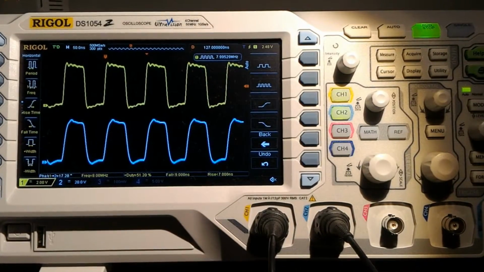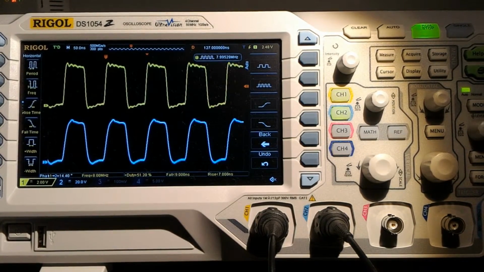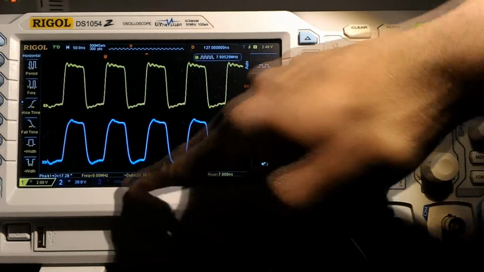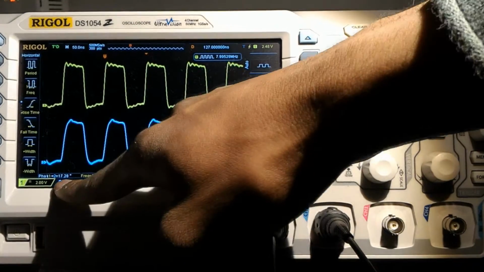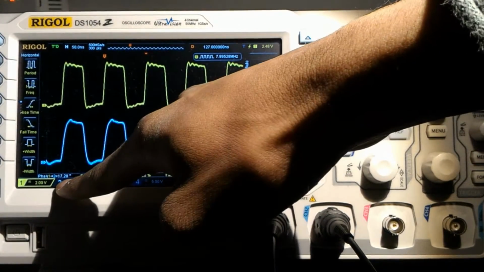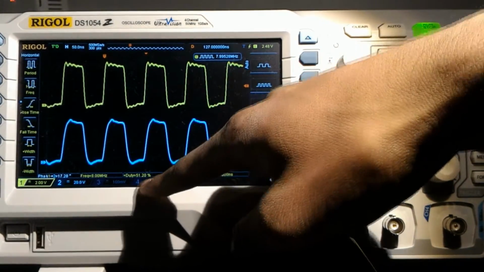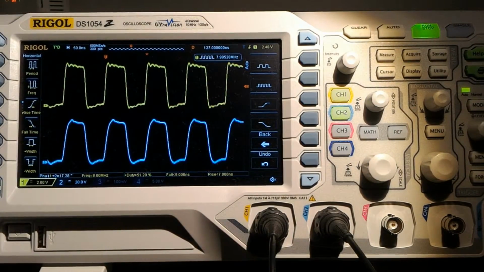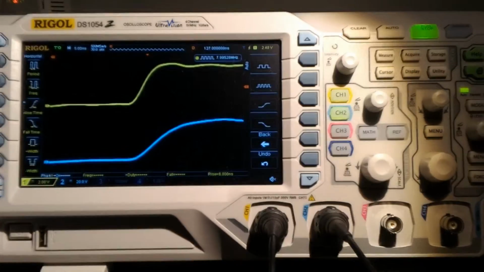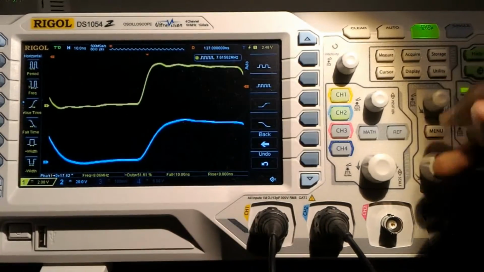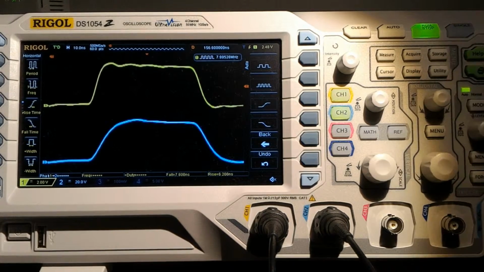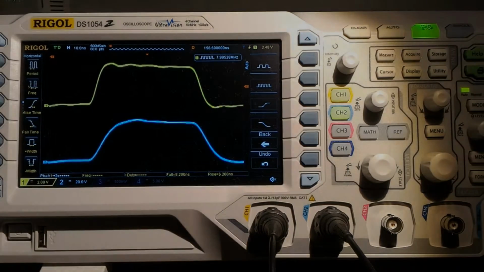I have currently set the frequency to 16 megahertz, but my program doesn't allow greater than 8 megahertz, as you can see here. The phase shift is 14 to 18 degrees out of phase. The duty cycle is 51.2% to 52%, and the rise time is 6 to 7 nanoseconds. And the fall time is about 8 to 9 nanoseconds.